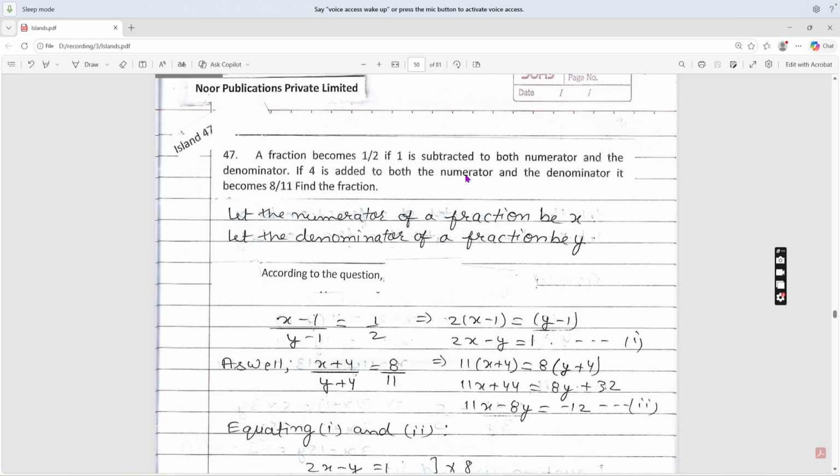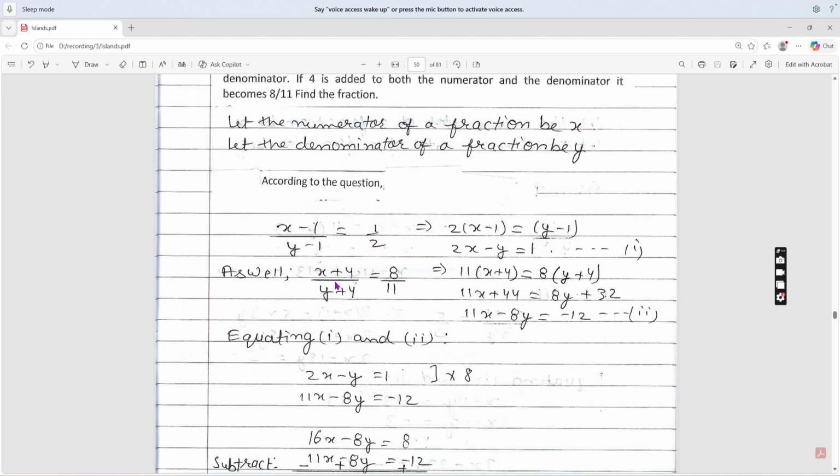Next situation is also given, very simple. If 4 is added to both the numerator and the denominator, it becomes 8 upon 11. Simple. Now just go to the same fraction, that is x upon y, and we are going to add plus 4 in the numerator and plus 4 in the denominator. So what we are getting, x plus 4 upon y plus 4 is equal to 8 upon 11. Now we are going to cross multiply. 11 into x plus 4 is equal to 8 into y plus 4. It will be 11x plus 44 is equal to 8y plus 32, because 8 into 4 is 32. Now it would be 11x minus 8y is equal to 32 minus 44, that is equal to minus 12. So from equation 1 and 2, we are able to get this.